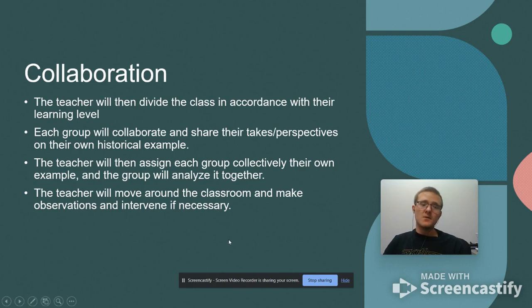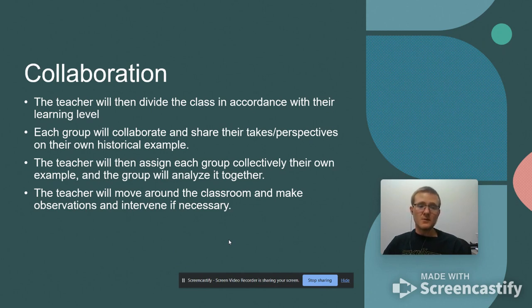Collaboration. So for this assignment, the teacher will divide the class in accordance with their learning level. And that could mean, are they strong readers? Are they good visualizers? Are they able to interpret things more efficiently? Kind of like that. And the division of the classroom really just comes from experience. The teacher knows their students, and they'll be able to tell which students would pair well with others.